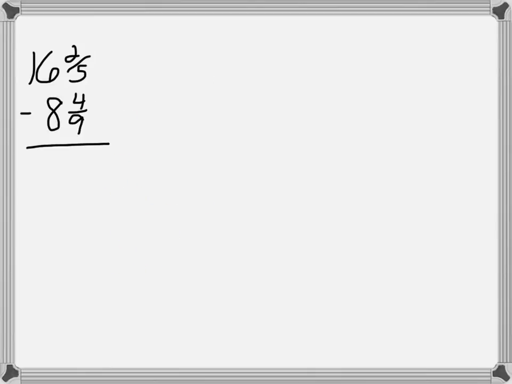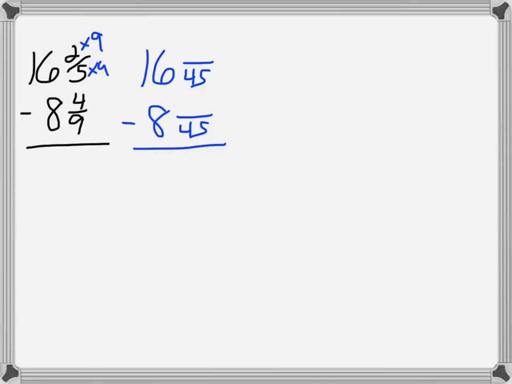Now let's look at this problem. For the fraction part, we have to get a common denominator. 5 and 9. Maybe without going through the whole big process of writing everything down, we can think that 5 and 9 both go into 45. So we've got 16 and 8, and the fractions have a common denominator of 45. Then to turn the 5 into 45, multiply by 9, and the top also. To turn the 9 into 45, multiply by 5, and the top also.